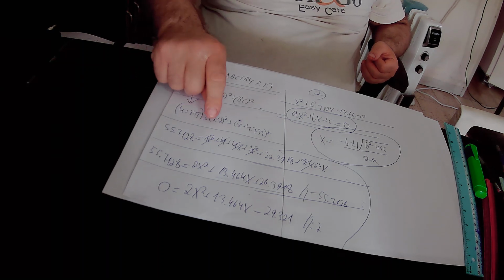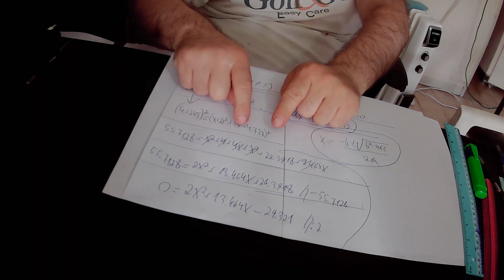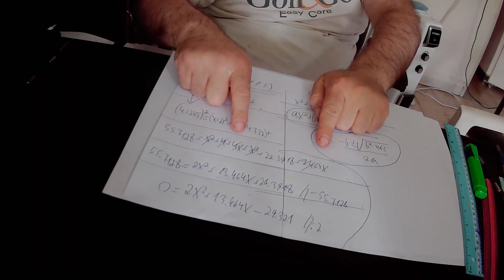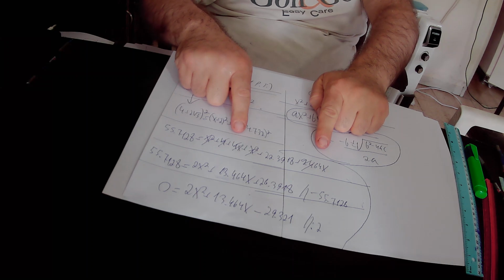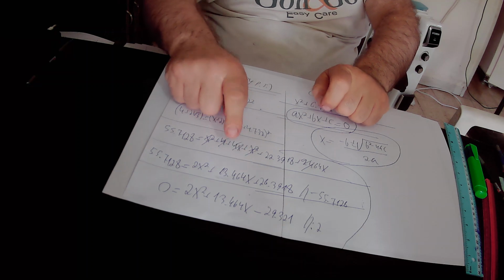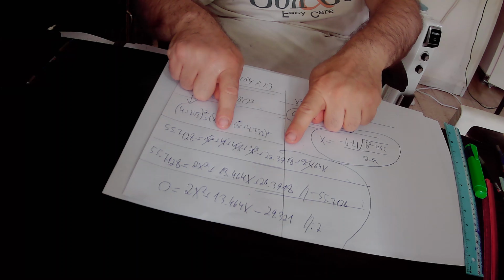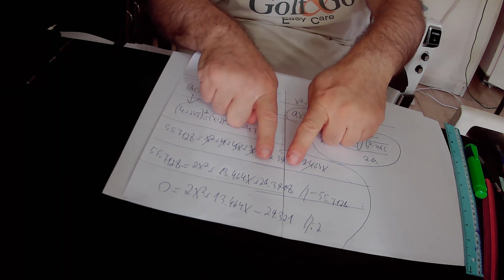So on this side of the equation we have 55.7128. On the other side of the equation we have x squared plus x squared, that is 2x squared, and we have 4x plus 9.464x, that is 13.464x. And finally we have 4 plus 22.4918, that is 26.4918.